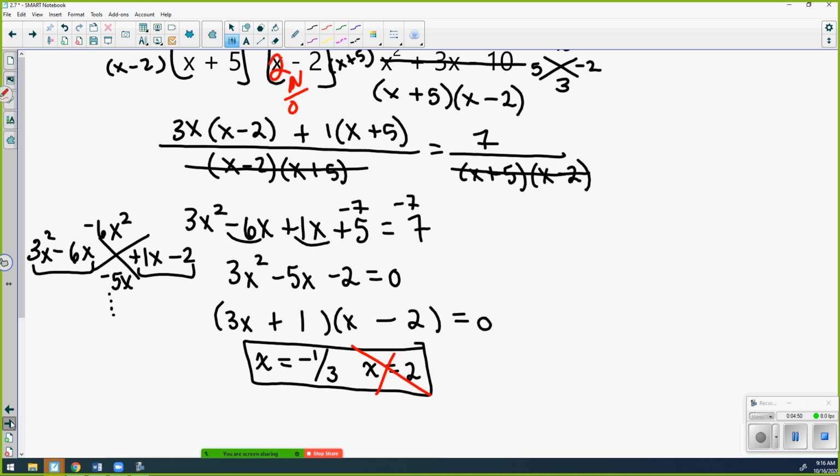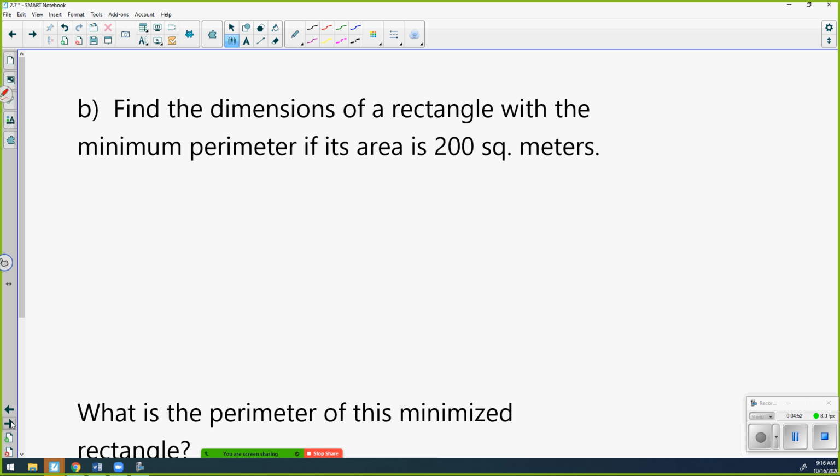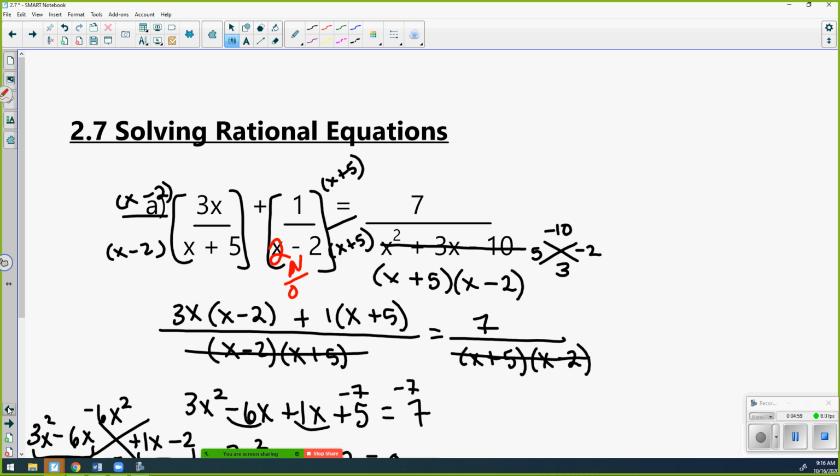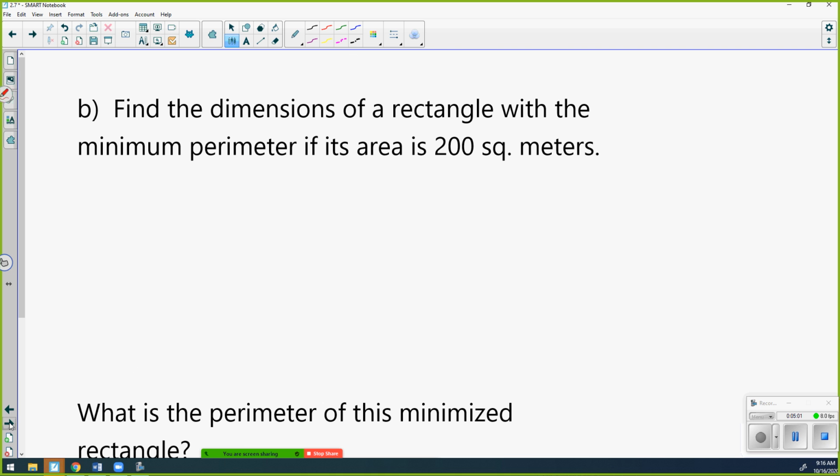All right, let's take a look at letter B. We're going to practice just solving those rational expressions like we did in letter A. We're going to spend a whole lot of time on those in the next class period. But I'd like to spend the rest of this video talking through some applications, B and C.